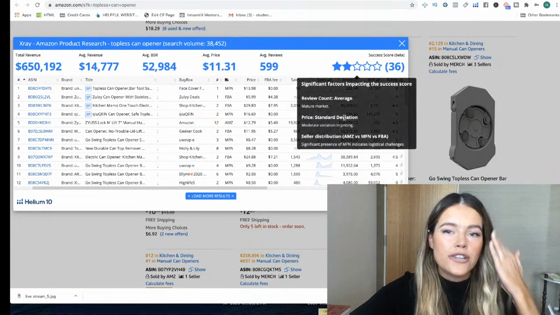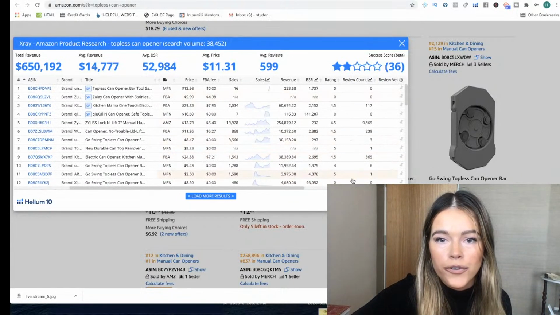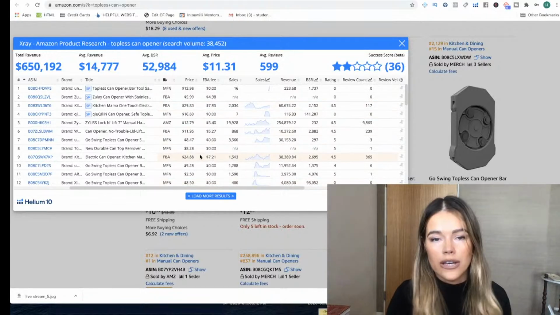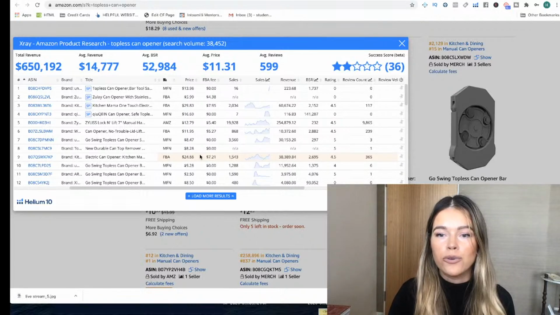What I first look at is the revenue. Then I look at review count and of course price. After this, I take the product as phase 2 and I really deep dive into it. Again, all of that is in my private label club.